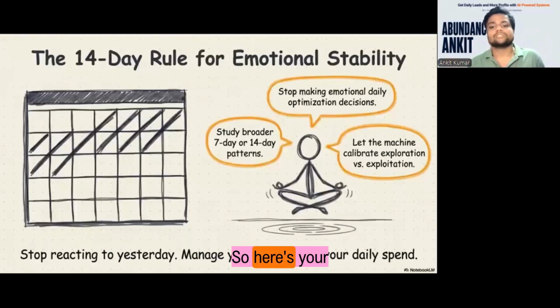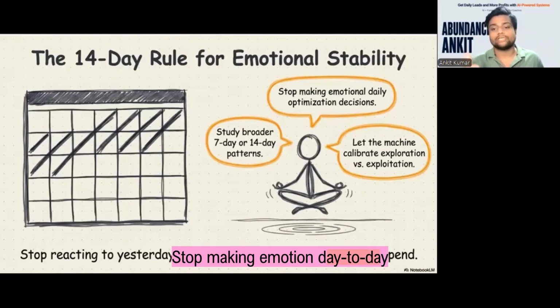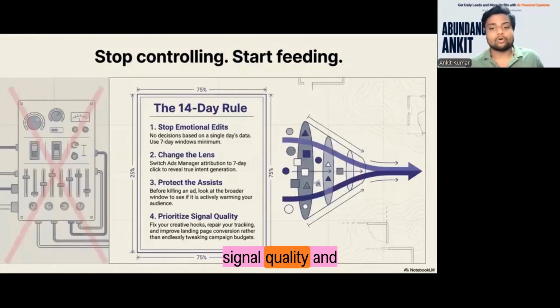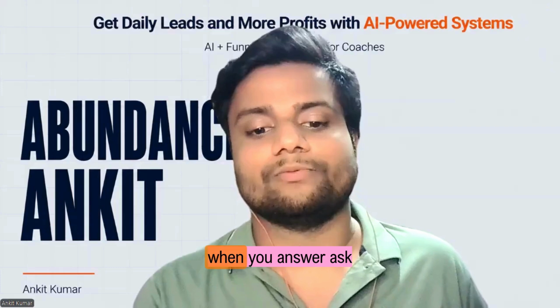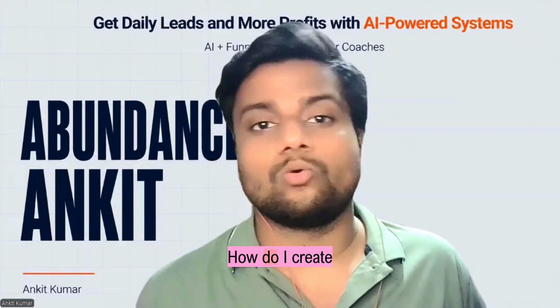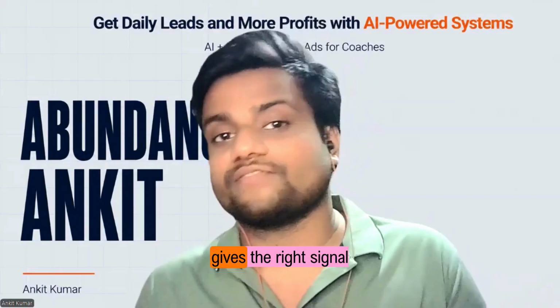That's the reason. So here's your rule for the next 14 days that will actually get you on the right track. Stop making emotional day-to-day optimization decisions. Study broader patterns. Look at attribution more intelligently. Improve signal quality and focus less on controlling every movement inside Ads Manager and more on feeding better inputs, better signals to Meta. Because once you understand that creative is the new input, you stop asking how do I beat the algorithm and start asking what signals am I feeding it. And when you ask the right question, how do I create the creatives that actually give the right signal, you start winning.